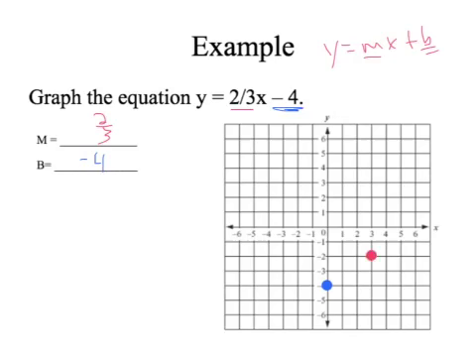next point goes. So the blue point represents my y-intercept, the -4. The red point represents the slope. I want up 2, right 3. Then since we have two dots, we can draw a line to connect them, and that's the line that goes to the equation 2/3x minus 4.